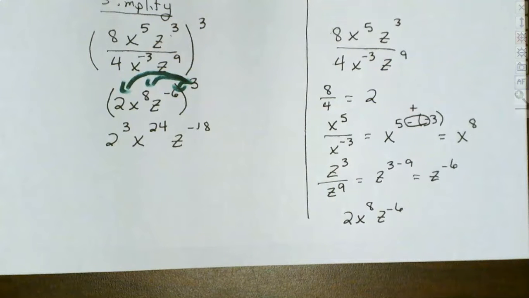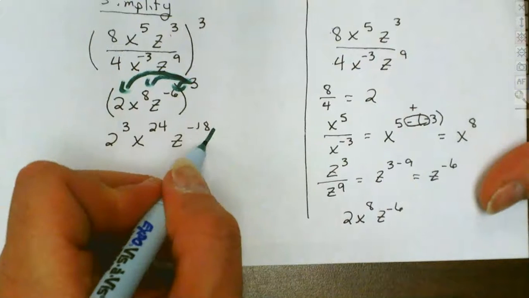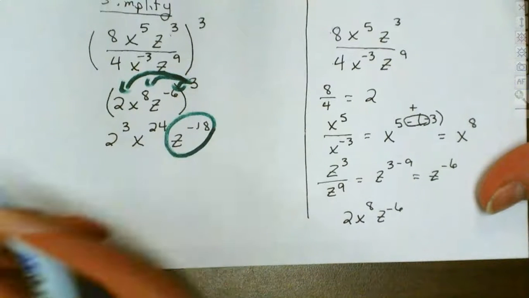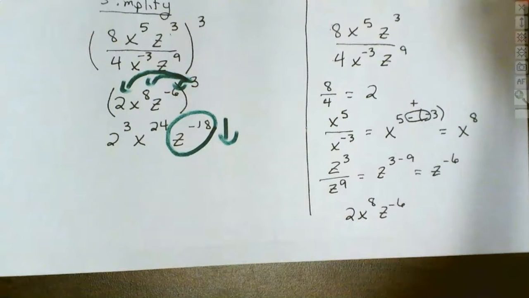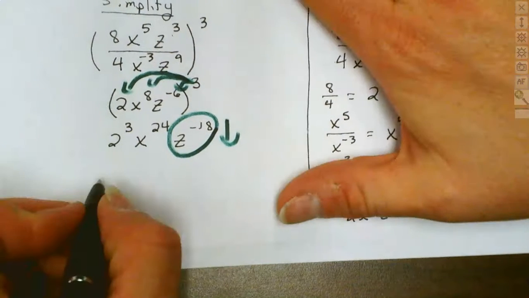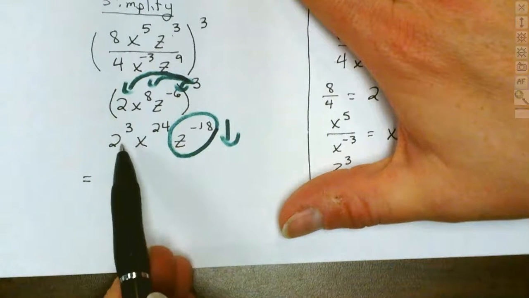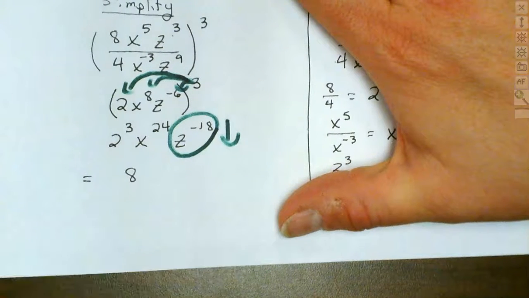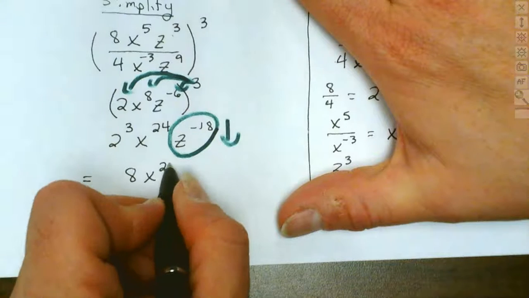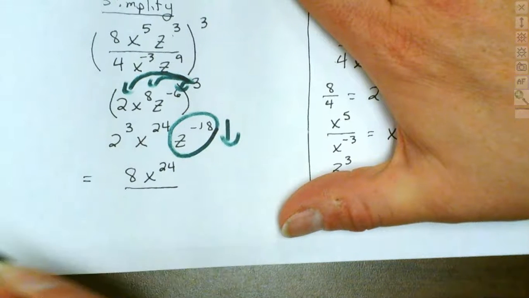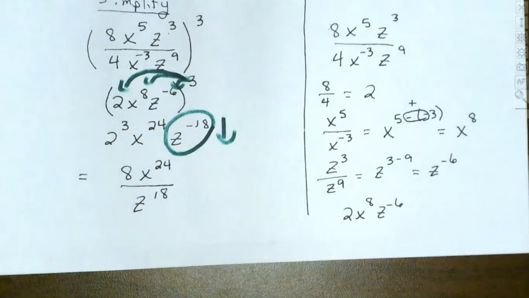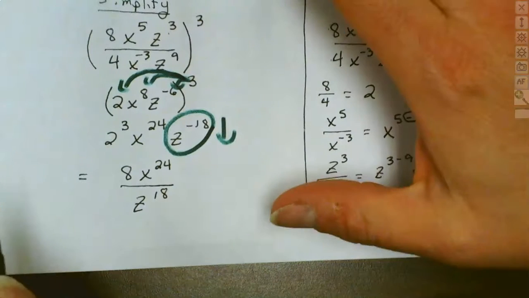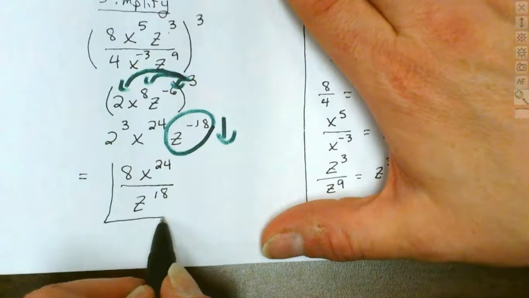We need to clean this up a little bit. What can we do with this z to the negative 18th power? Well, it's a negative, so where does it go? It goes down below. So what's our final answer look like now? 2 cubed is 8. X to the 24th stays on top. And then what goes down below? Z to the 18th power, right? So it goes down below. So that would be now our final answer here.